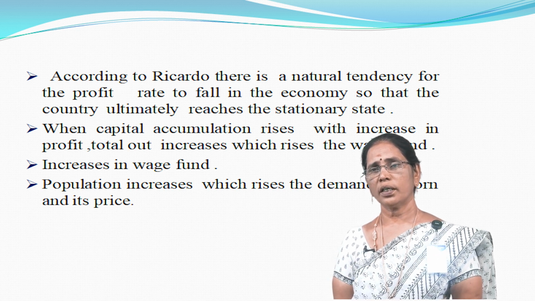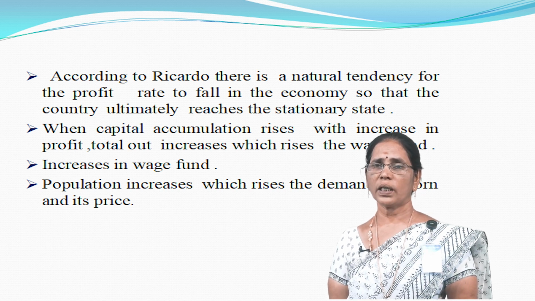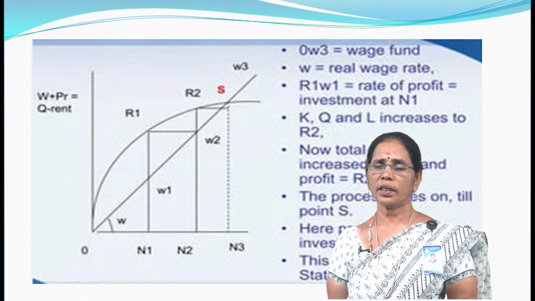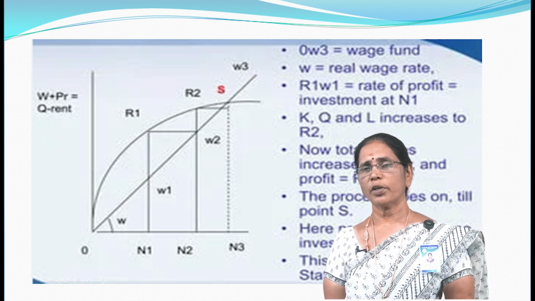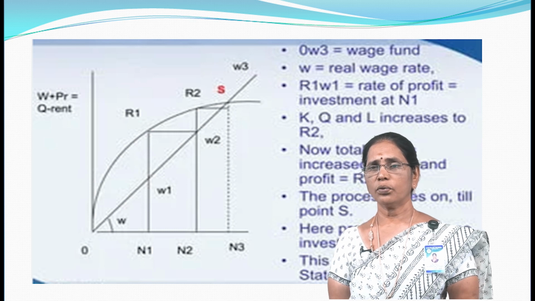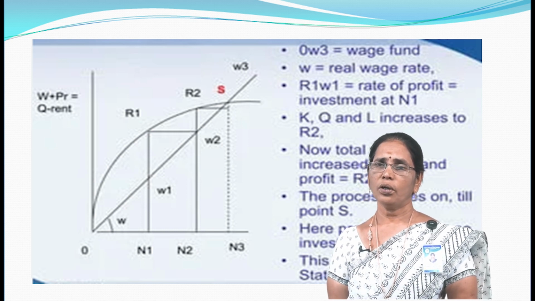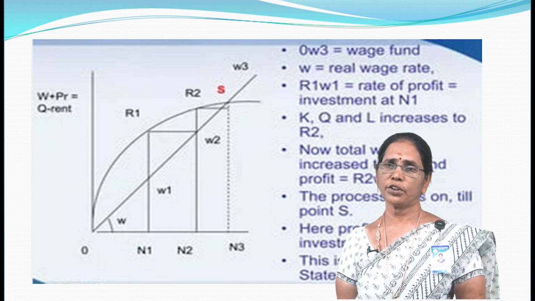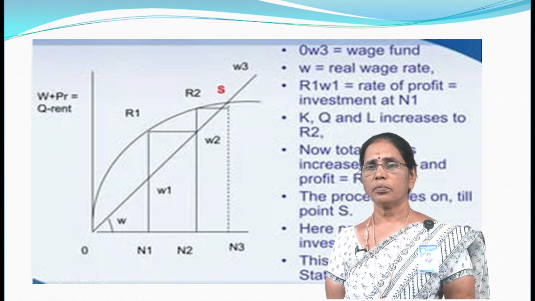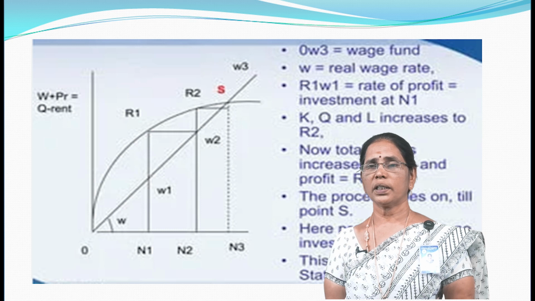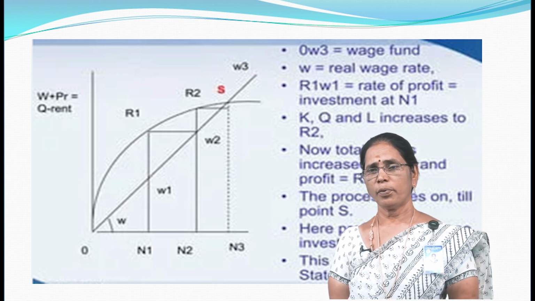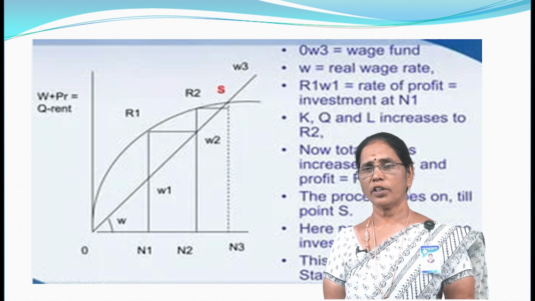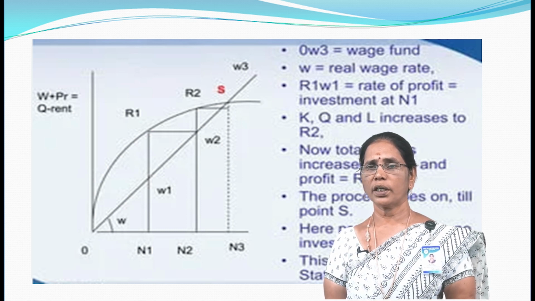Here we take an example of wage and profit to explain this diagram. The x-axis represents the total wage and population level. Here we have two level curves: one is profit, another one is wage. The horizontal axis represents wage and profit level. Here the population goes from one level to another: N1, N2, N3.